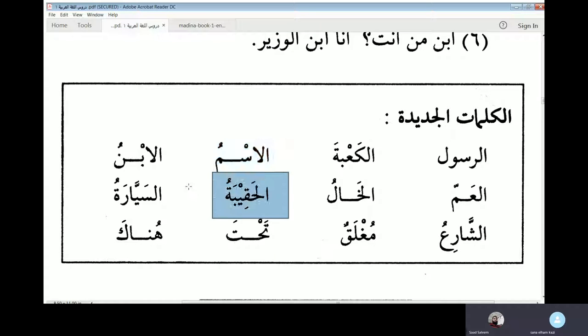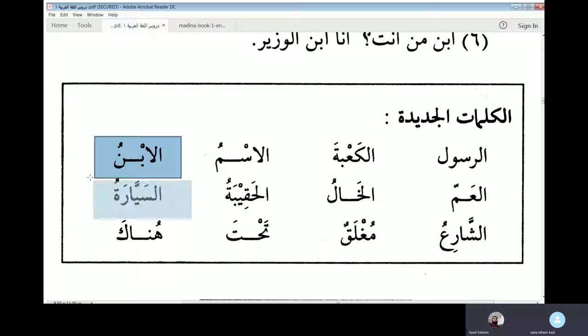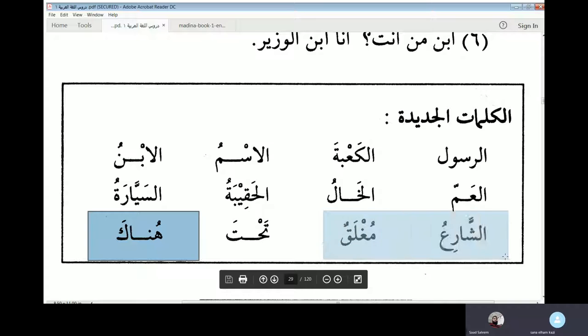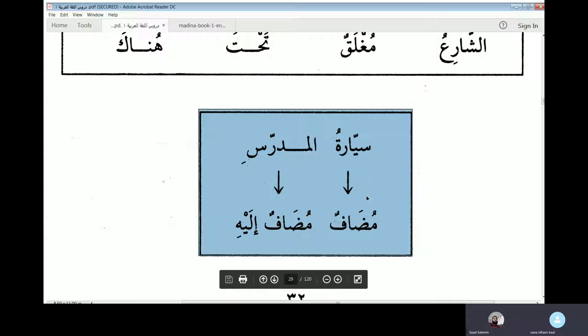Al-haqibatu, the bag. At-tahtu, under. Al-ibnu, the son. As-sayyaratu, the car. Hunaka, there. And there are two more words. Ash-shari'u is road. Mughlaqun is closed. Sayyaratul mudarrisi, the car of the teacher. So sayyarah is Muzaf and mudarris is Muzaf Ilayhi.